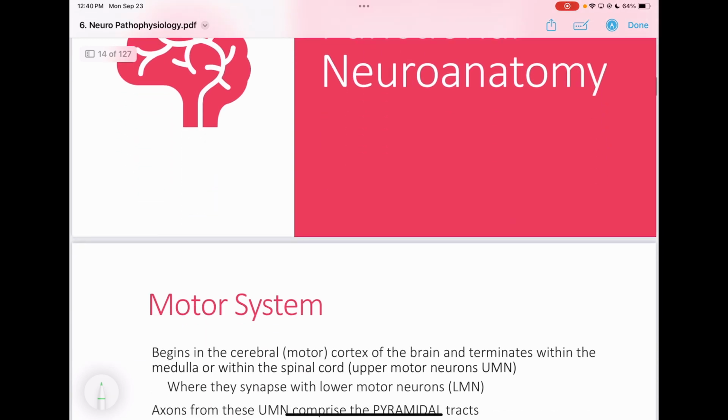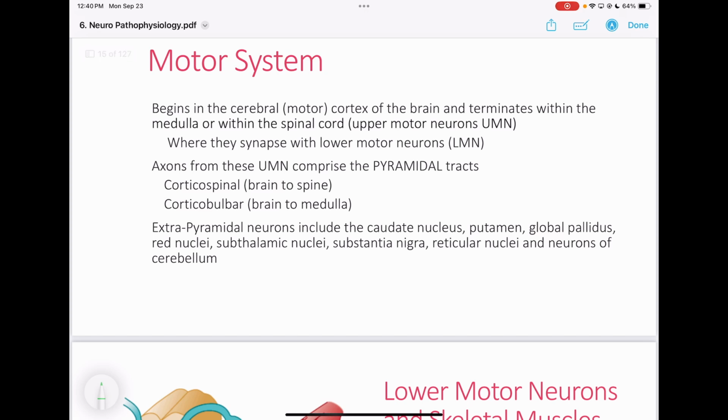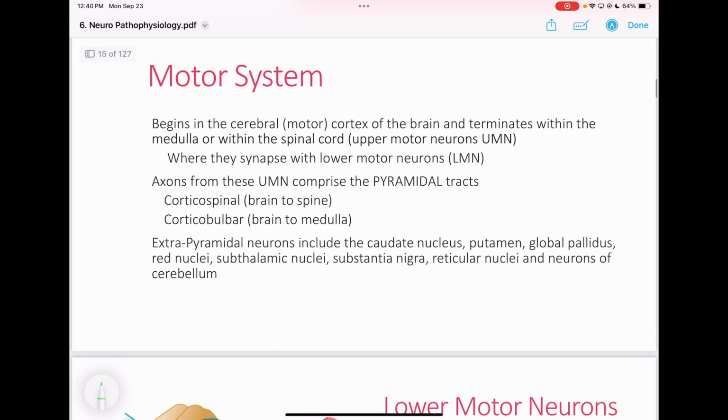Moving on to functional neuroanatomy, we have our motor system. The motor system is the cerebral or motor cortex of the brain. The motor system only has two types of nerves, an upper motor neuron and a lower motor neuron. That's it. The upper motor neuron starts in the brain, goes down, then synapses at the spinal cord level to produce a lower motor neuron, which goes to wherever it's got to go.